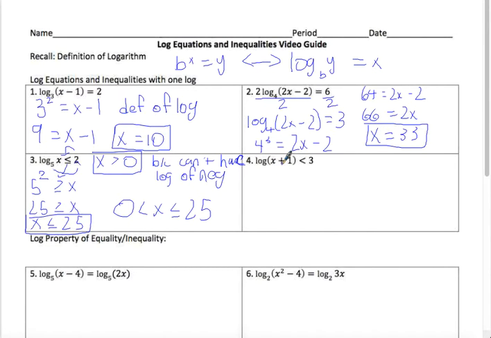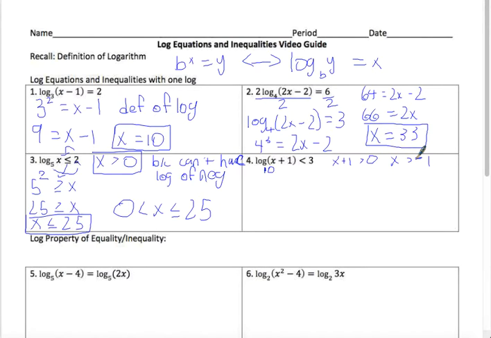So this one, we have log of x plus 1 is less than 3. Now you might be thinking, why does that log not have a base? Remember, if it doesn't have a base written, that means it's base 10, and it's a common log. So this is really log base 10. We have to start on the assumption that the inside of the log has to be greater than 0. So x plus 1 must be greater than 0, so x must be greater than negative 1.